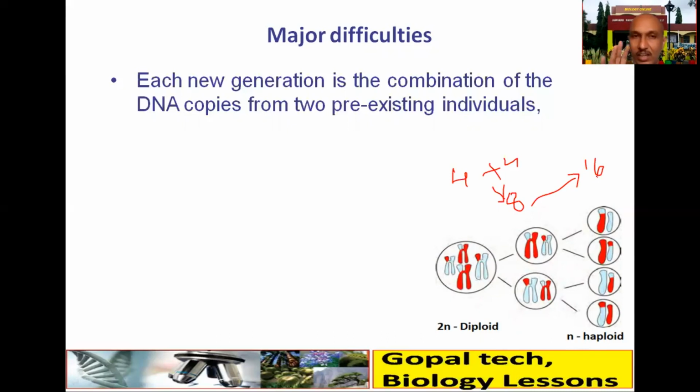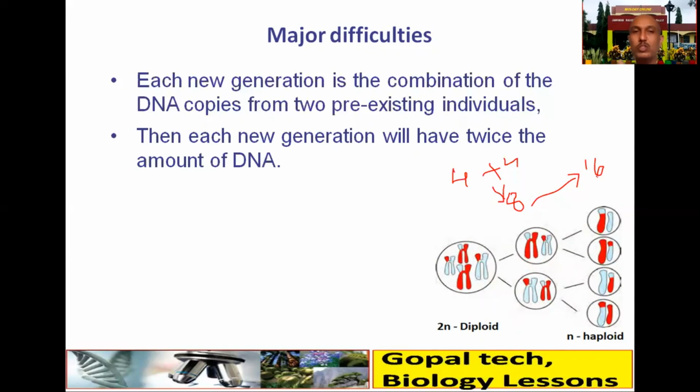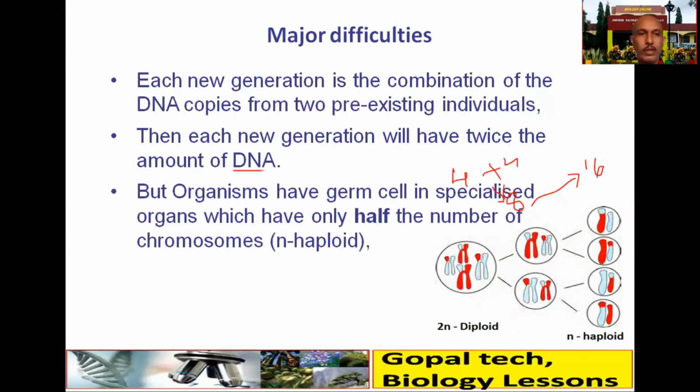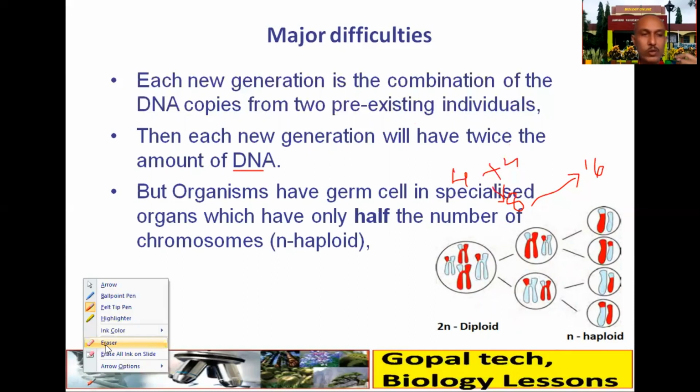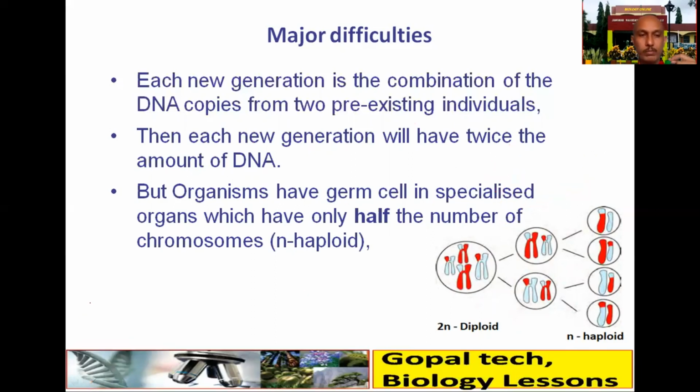But this does not happen, that problem is solved. Each new generation would have twice the amount of DNA if this process continued. But organisms have a special mechanism. They have developed that mechanism. So that mechanism developed by these living organisms is what you have studied in the 9th standard, mitosis or meiosis cell division.